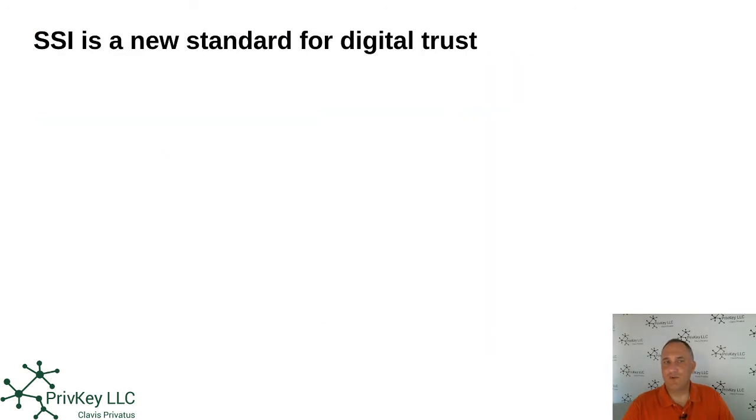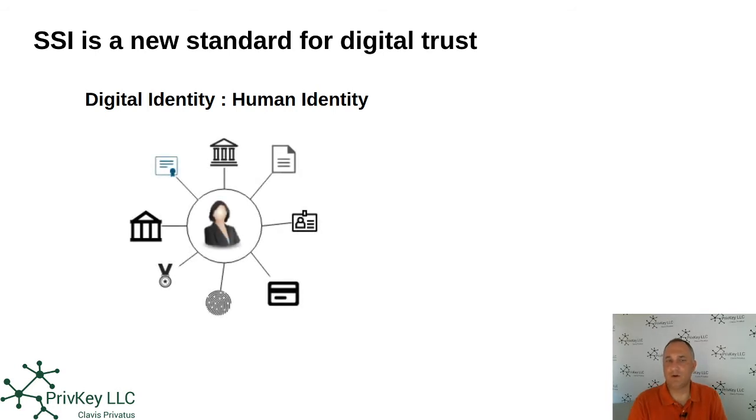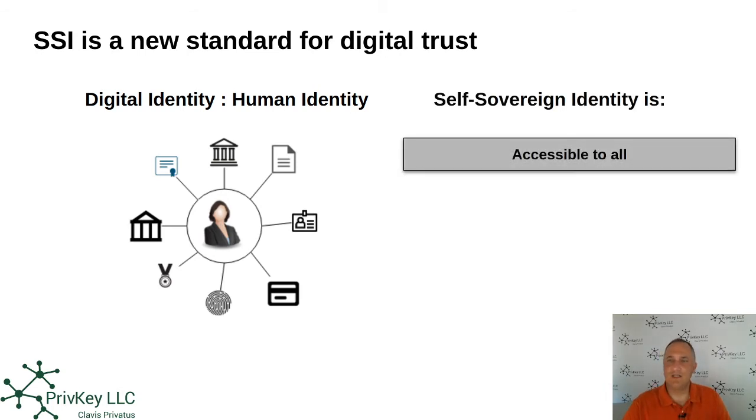So SSI is the new standard for digital trust. Basically, that's what it boils down to. It's a digital identity, it's a human identity. So the human, the holder, has all of these credentials around them, and it all revolves around this one identity, in this case, this one holder. What self-sovereign identity does is allow this same functionality, but accessible to all.